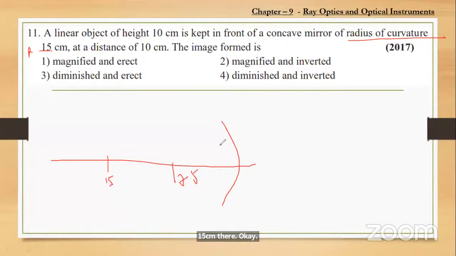Focal length 7.5. Now observe that the object is placed at a distance of 10 centimeter. Object na 10 centimeter distance place madidare, its height is also 10 centimeter.